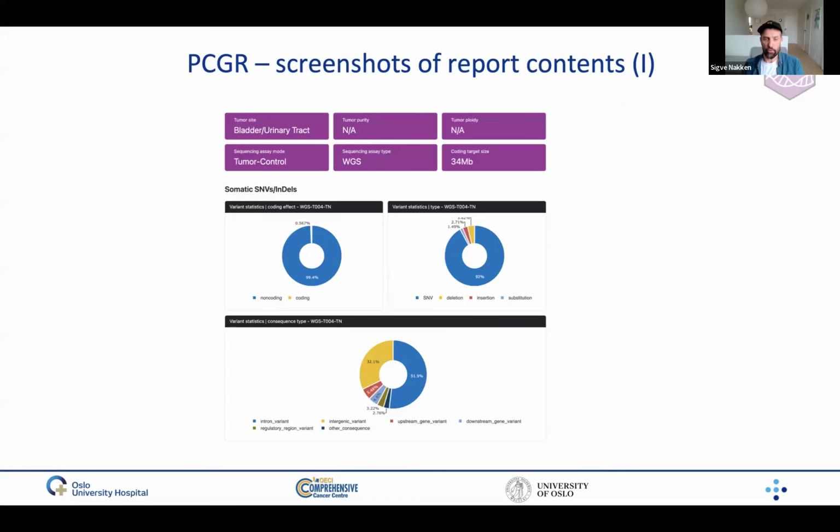So I want to show you also some screenshots of what's found in the final report. Initially, we provide the users with an overview of the tumor site, the purity and quality, if this is provided, which is not the case here. What kind of assay has been performed, and also the target size of the coding genes.